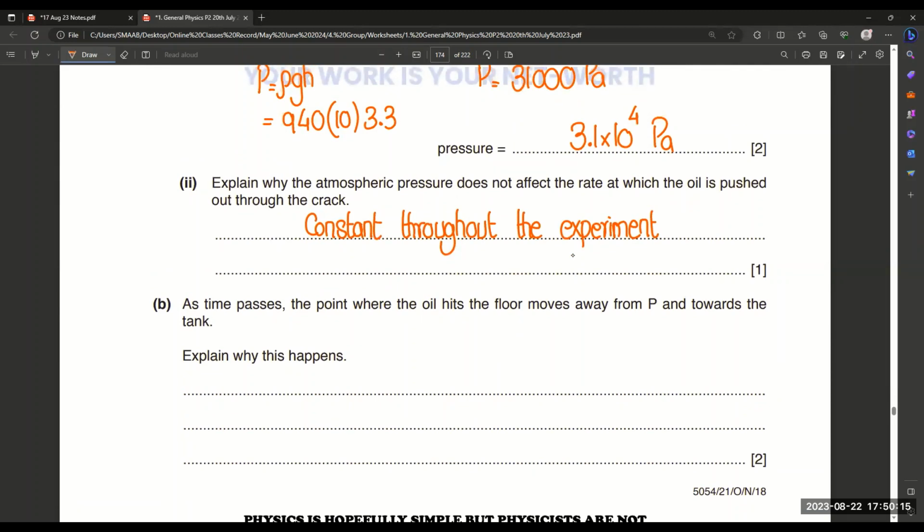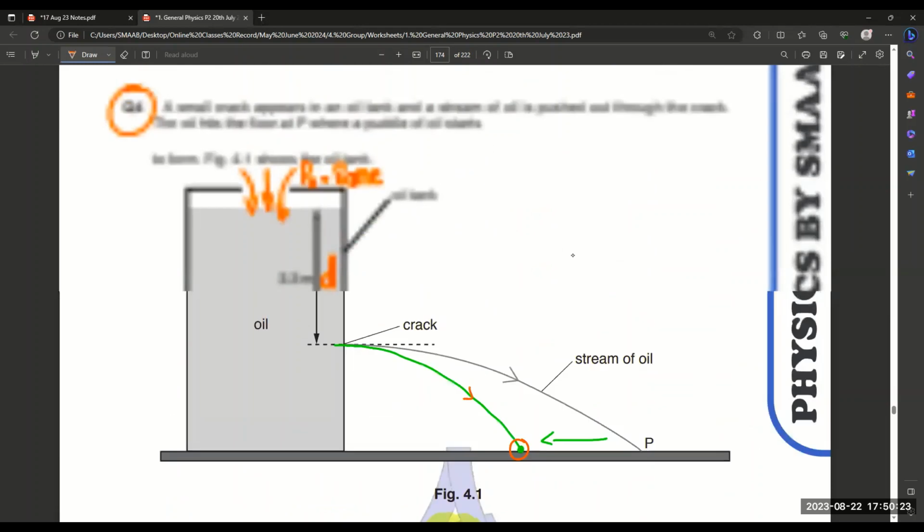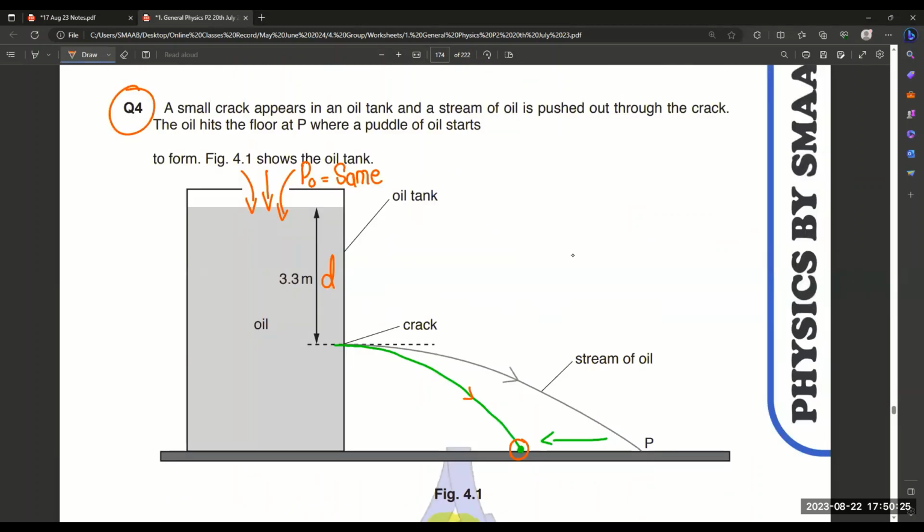When the amount of oil decreases, the height decreases. If you want to take the height as reference, basically it would be like when you have a formula, then the equation will also decrease.